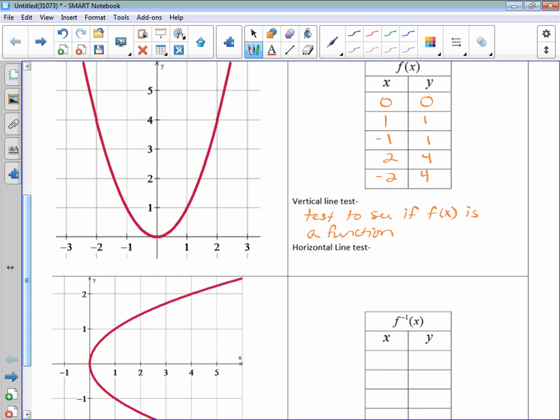Okay. It has to do with one to one. What does that mean? So if I draw a horizontal line on this, it's going to touch my graph more than once, right? What does that mean? It tells you about the inverse. So the horizontal line is used to determine whether or not the inverse is a function. It's a test to see if the inverse, so f inverse of x, is a function. Without actually having to graph the inverse, you would know right away that it's not a function.